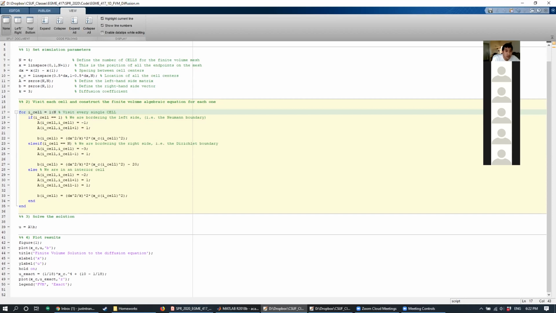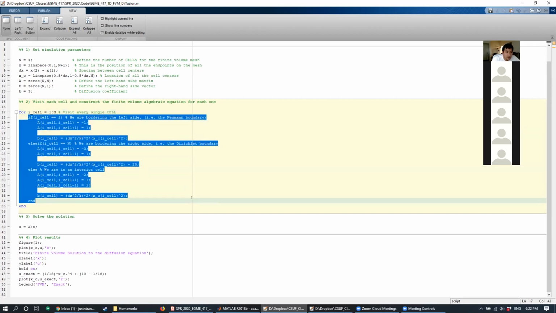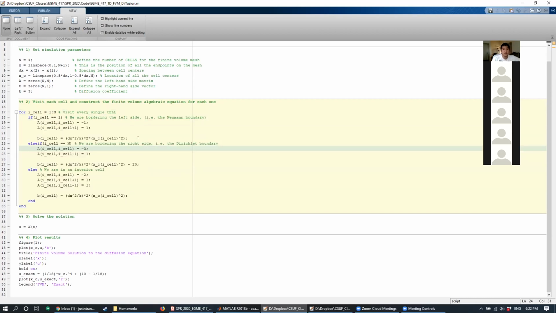And what I've done here is kind of trademark for a lot of the finite volume codes, because for finite volumes, instead of writing a whole new equation for the boundary conditions, we're modifying it. One way that I like to implement this is to use an if statement. So let's go over the first if statement here. If I cell is equal to 1, so we have the very first cell in our mesh, this is cell 1. What this means is that we're on the left side, and so we need to apply our Neumann boundary condition.